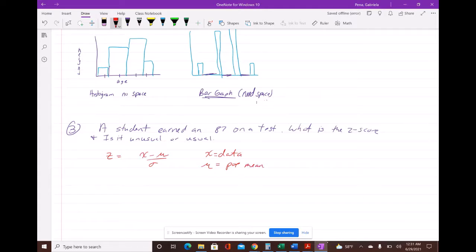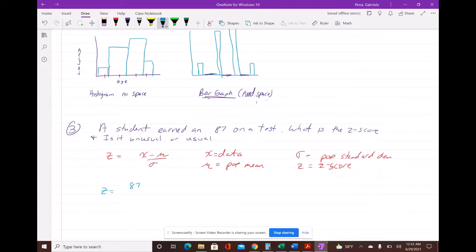Mean. This is your population standard deviation. And of course, Z is the Z score. So with the information they give us, all we really have to do is substitute. I don't know my Z, that's what I'm trying to calculate, but I know my data, they gave me 87.